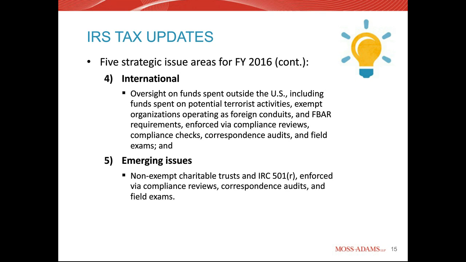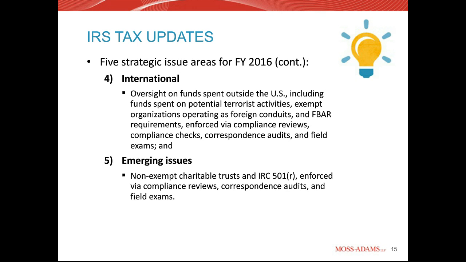They're also looking at the FBAR requirements, and FBAR is foreign bank accounts. If you have $10,000 anytime during the year at a foreign bank, you need to disclose on a form. Also, if you have signature authority, things like that. And if you do have any of those, just a reminder, it's due the end of the month, June 30th, and has to be filed electronically. So these international checks, again, they're looking at compliance checks, correspondence audits, and field exams.